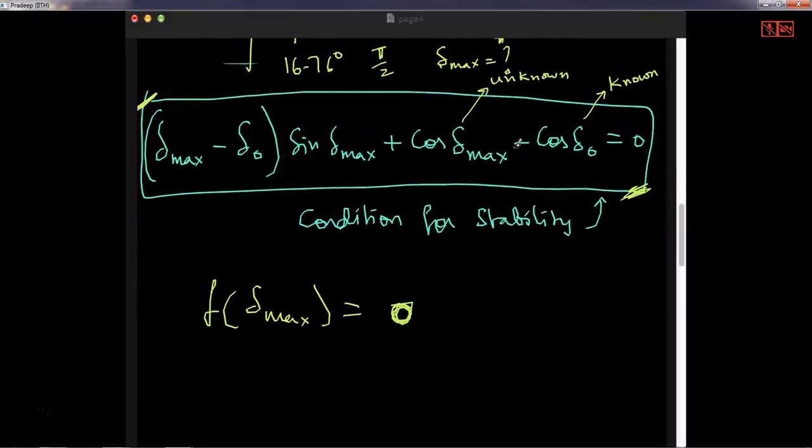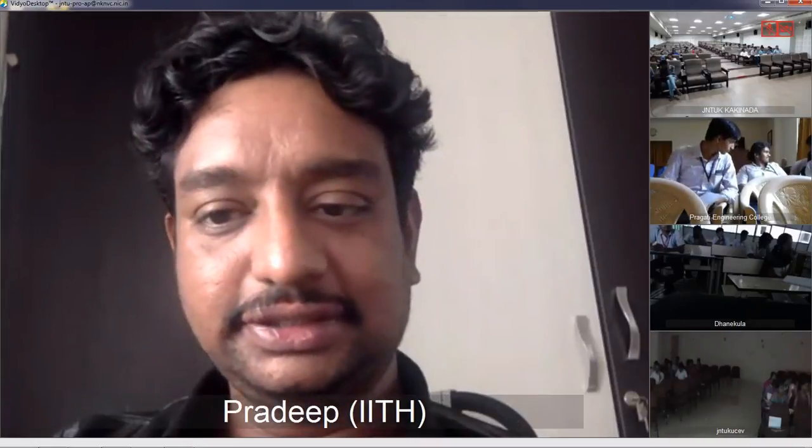So just make a note of this equation: delta max minus delta naught, into sine delta max, plus cos delta max minus cos delta naught, is equal to 0. I want to make this value 0. Just make a note of this equation. So let me now switch to my Octave interface.